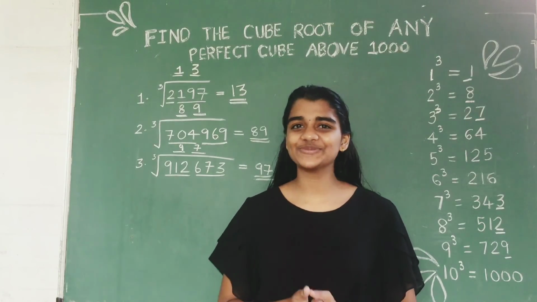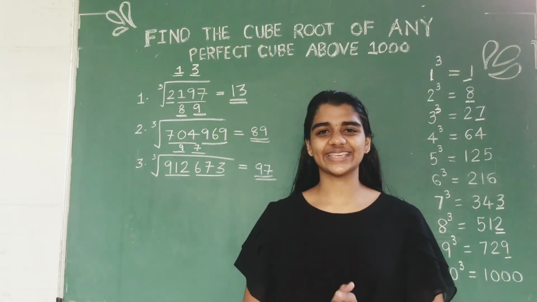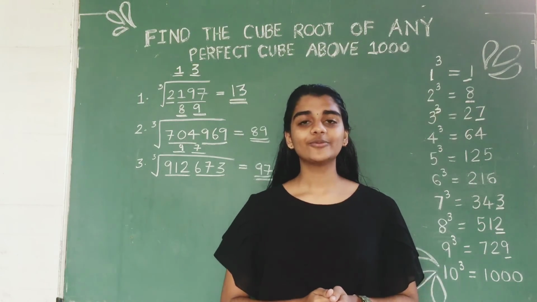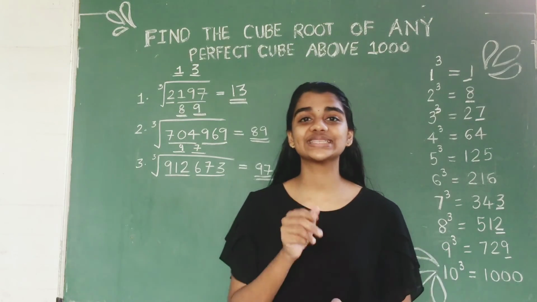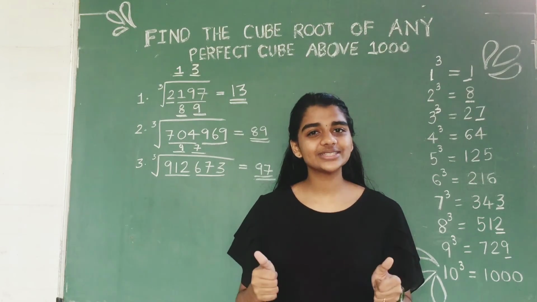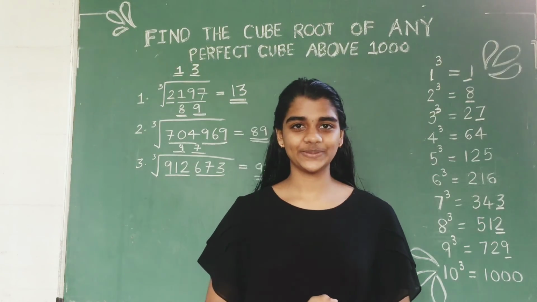Yes, this was a very big number and you found the answer very quickly. This is a very simple method because with practice you can do it in 10 seconds. This method is applicable for any perfect cubes above 1000 and up to 6 digits. So with constant practice and effort, you can get it right.